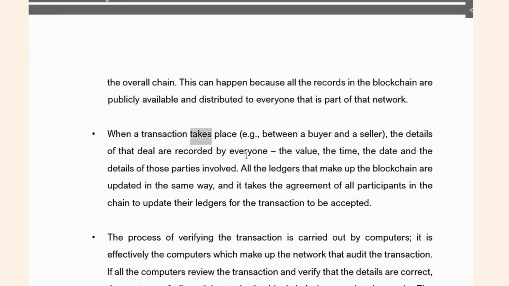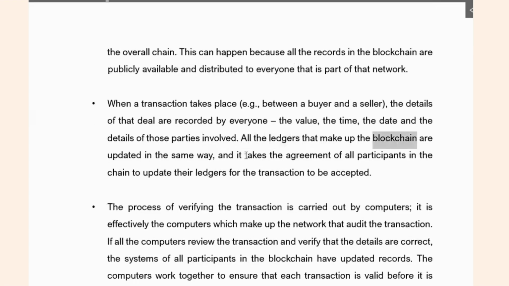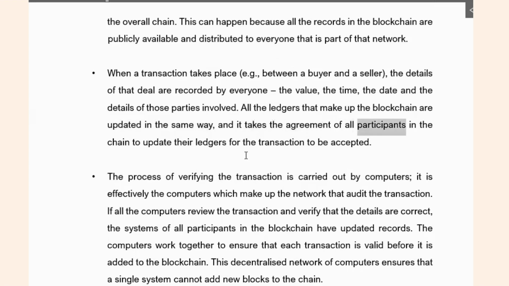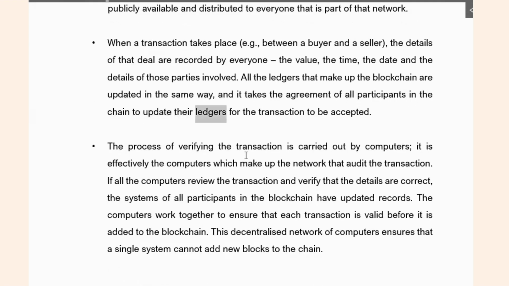When a transaction takes place, e.g., between a buyer and a seller, the details of that deal are recorded by everyone: the value, the time, the date, and the details of those parties involved. All the ledgers that make up the blockchain are updated in the same way, and it takes the agreement of all participants in the chain to update their ledgers for the transaction to be accepted.